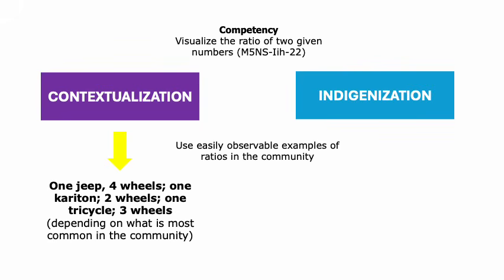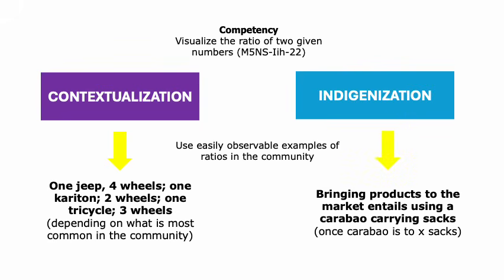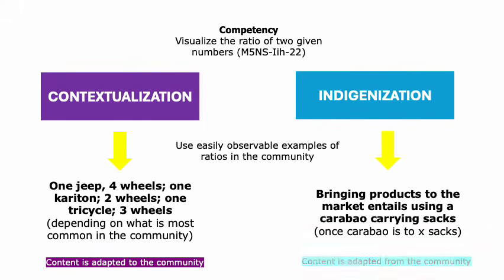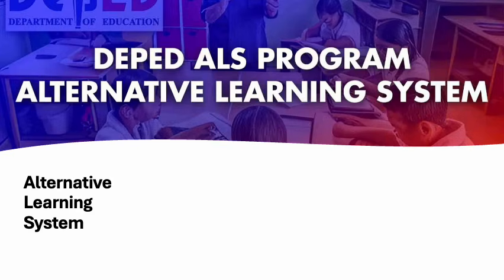But how can we say if it's indigenization? So for example, bringing products to the market entails using carabao carrying sacks. So for example, one carabao is to the number of sacks. So take note of this. When we talk about contextualization, we talk about the content which is adapted to the community, while indigenization means content is adapted from the community. So that is the difference between the two.